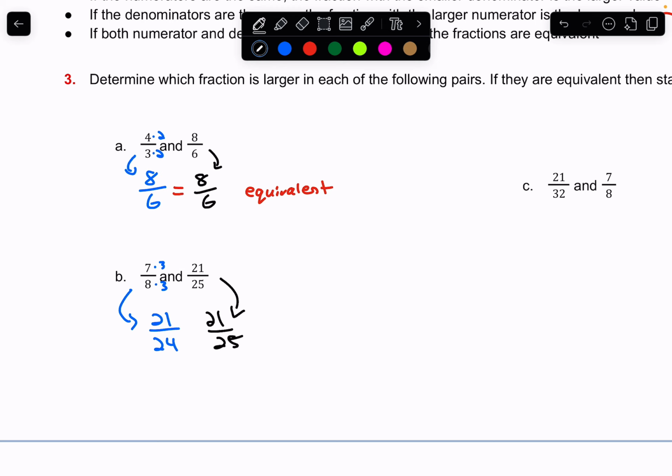Okay, so we have 21 in both cases, but in the first case, the blue one, I'm cutting it into 24 pieces, and in the second case, I'm cutting it into 25 pieces. So when I cut it into fewer pieces, that's going to give me a bigger fraction. So this first one, 21 over 24, has a greater value because their numerators are the same, but I cut it into fewer pieces. Okay, so 21 over 24, I'm going to say, is larger because same numerator, but smaller denominator.